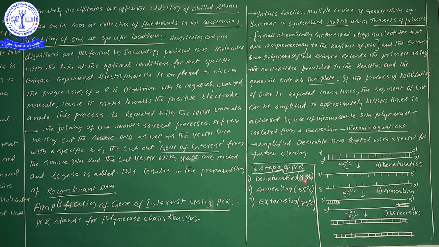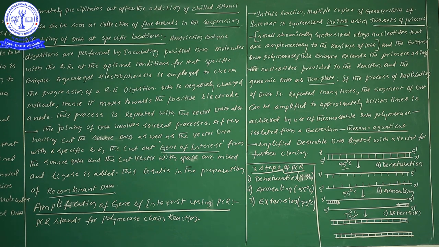In denaturation, the temperature we use is approximately 95 degrees centigrade. Next, in annealing, 55 degrees centigrade. Next, in extension, 72 degrees centigrade. One more time: in denaturation 95 degrees centigrade, in annealing 55 degrees centigrade, and in extension 72 degrees centigrade. Now the first step is denaturation.